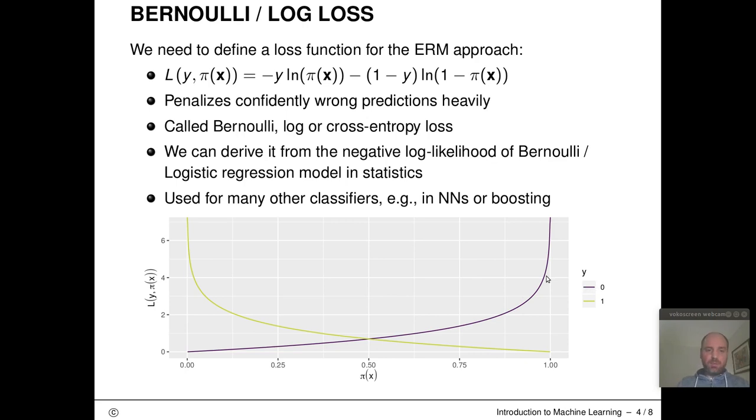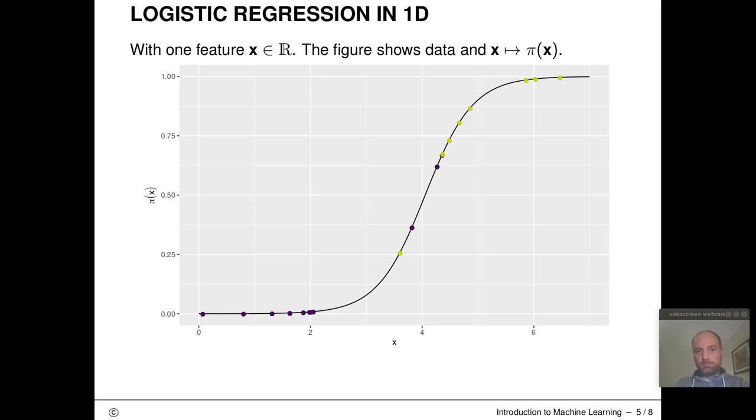This Bernoulli loss, sometimes called log loss, sometimes called cross-entropy loss, because you can also introduce this from an information theoretic perspective, is used in very many different classification techniques in machine learning. It's used heavily in neural networks and also in boosting. A few examples. This is a super simple case with a data set with just one real valued feature, where you can see how the resulting estimated S-shaped curve of our logistic regression model looks like.